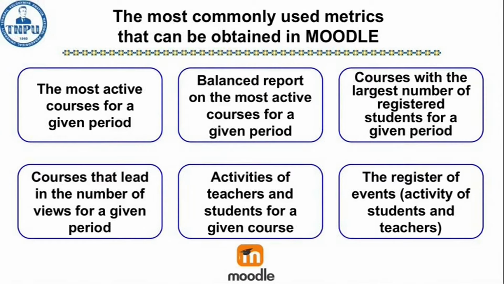Courses that lead in the number of views for a given period. This is the coefficient of activity of students in the use of educational resources of the course and is calculated as the ratio of the total number of views of educational materials to the number of sent electronic mails or messages to the forum. Activities of teachers and students for a given course.